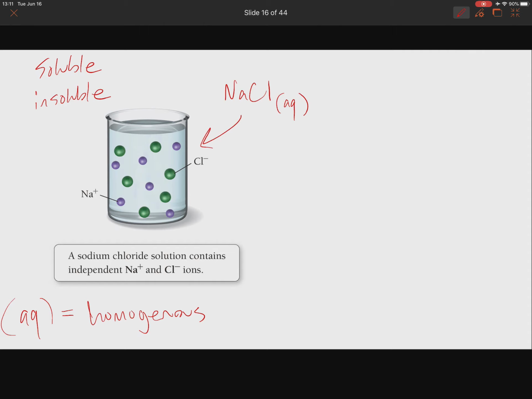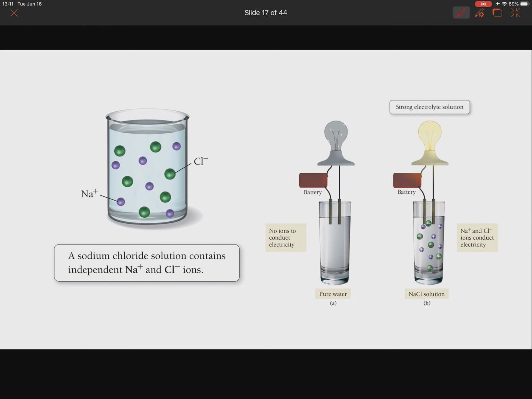Saturated would mean that it is holding the maximum amount that you can hold, and any additional sodium chloride I add will just pile up on the bottom. If you've ever made really sugary Kool-Aid and your sugar doesn't dissolve, that's the problem, is that the water molecules are full. All right, now a substance that completely dissociates into ions in solution is called a strong electrolyte.